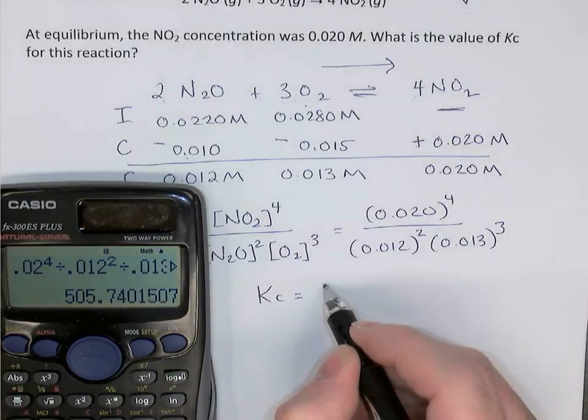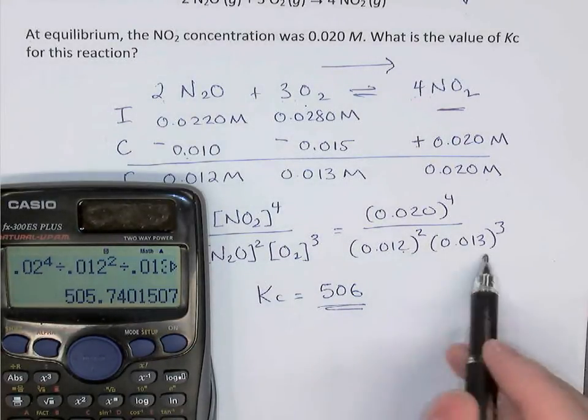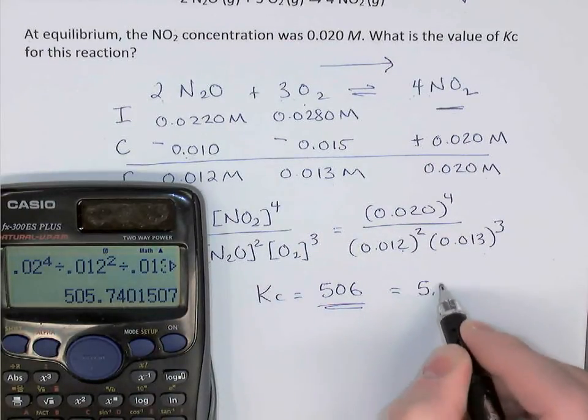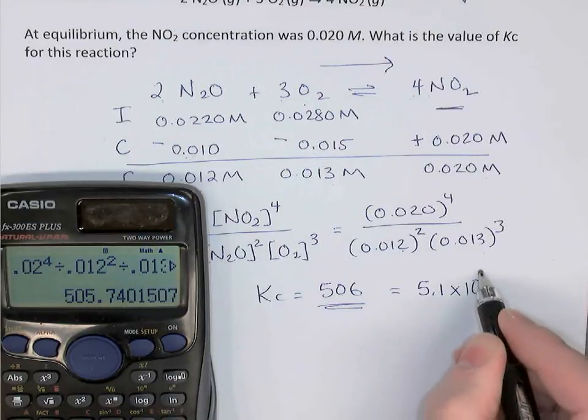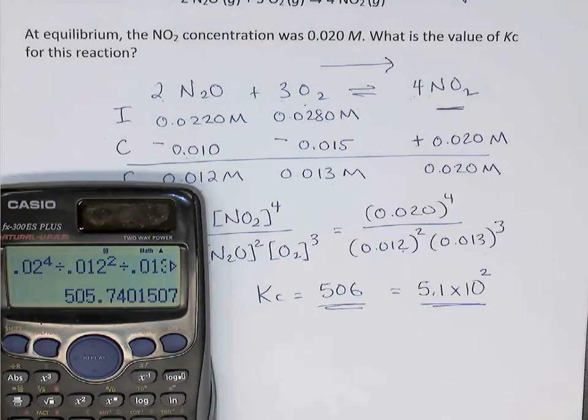Equals, Kc is 506. Now technically I should keep 2 significant digits in the Kc value, so technically 5.1 times 10 to the power of 2 is what I should say, but 506 has 1 extra digit, that's probably sufficient.